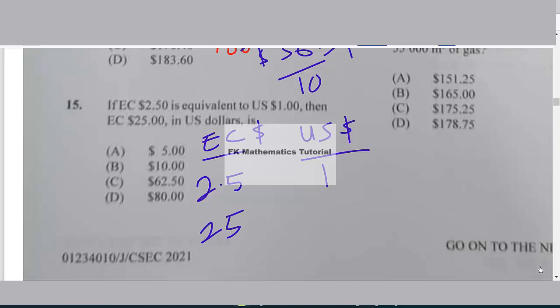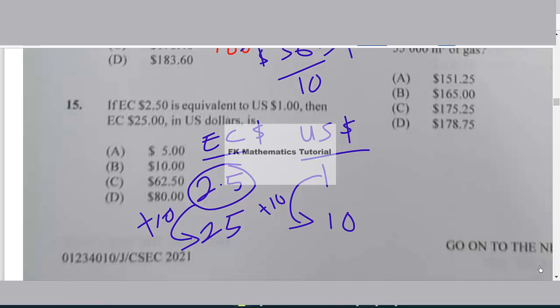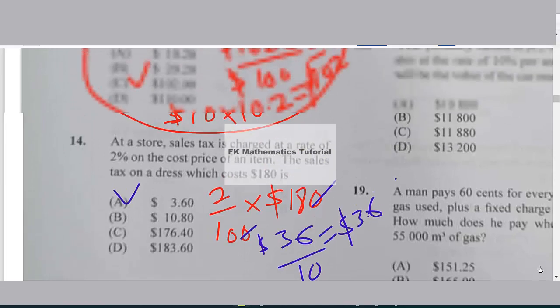So what do you think happened to 2.5 to get 25? It's a multiplication by 10. So we have to multiply the same 10 by 1. So 1 times 10 is 10. So it means that 25 EC dollars is equivalent to 10 US dollars. So the correct answer is B. Now let's proceed to number 16.